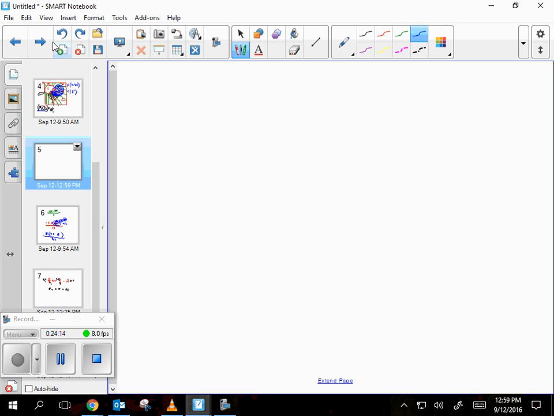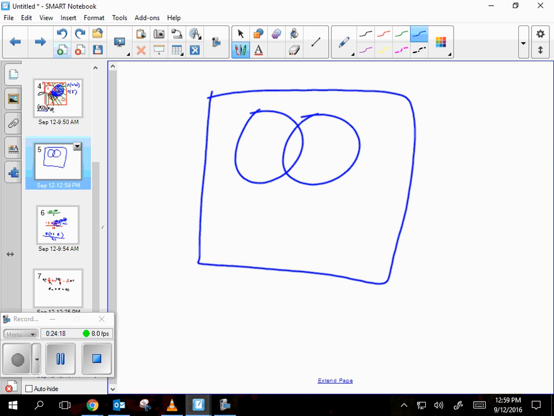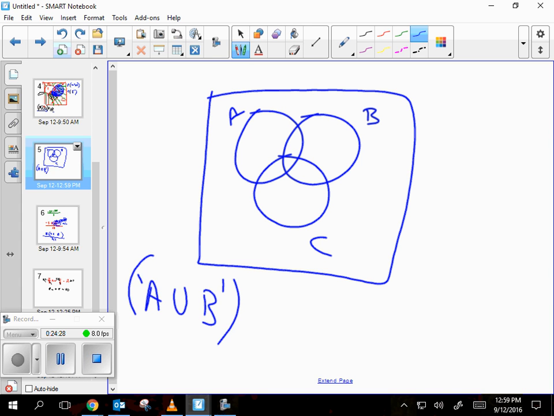Yes, briefly. All right, so here's another one to just make sure you're okay with that. I'll make this A and B and C, and would you please shade in not A, union, not B, intersect with C. I'll pause for a second while I give that one a try.